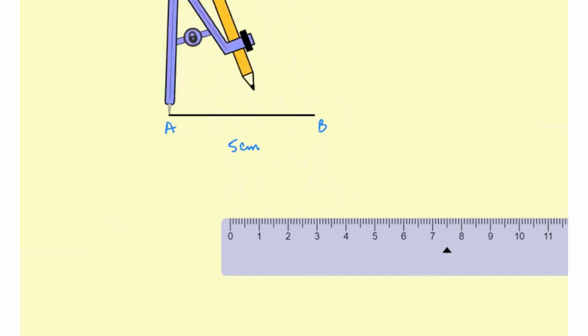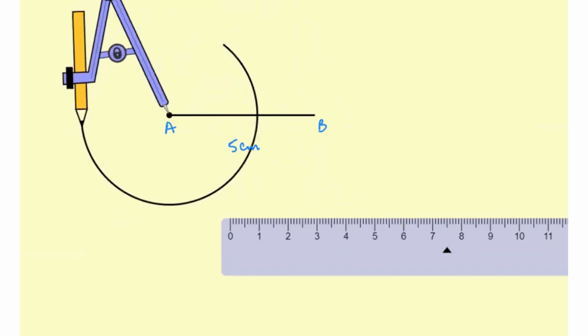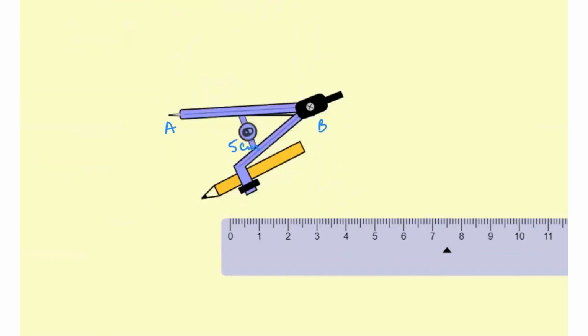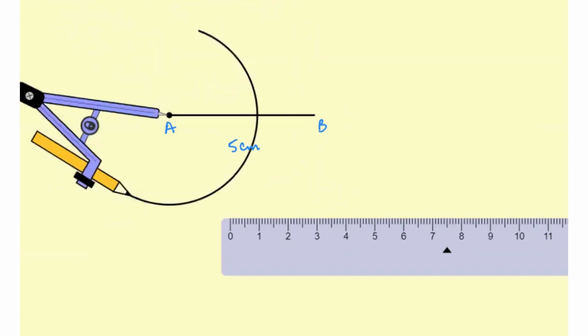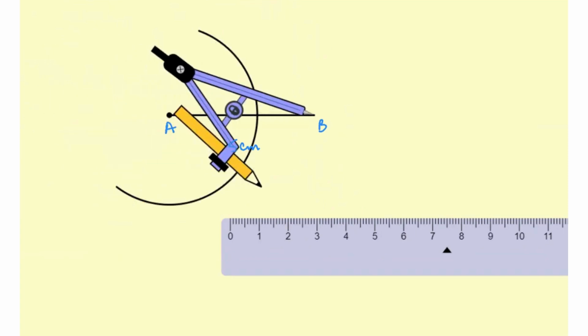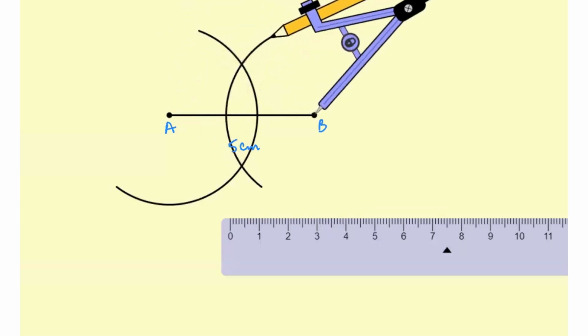And you will draw an arc above and below the line. This is how you will draw an arc above and below the line. Then you will repeat the same steps from point B, maintaining the same distance for the compass. And you will draw an arc above and below the line like this.